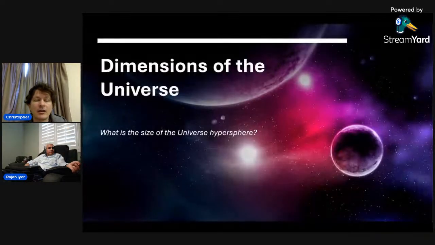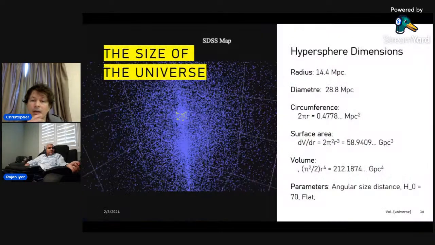So from that, we can calculate the dimensions of the hypersphere. Here we have them. We have a radius of 14.4 megaparsecs. Diameter is just twice that, so 28.8. The circumference can be defined from the radius, simply using 2 pi r, and that gives 0.4778 megaparsecs squared. It's squared because it's a four-dimensional circumference.